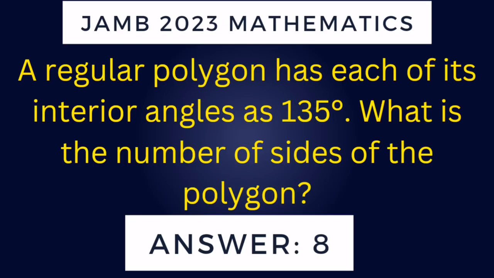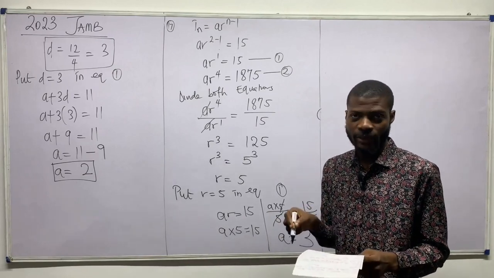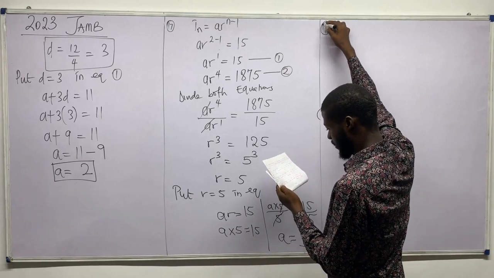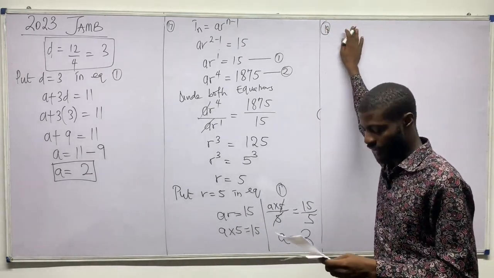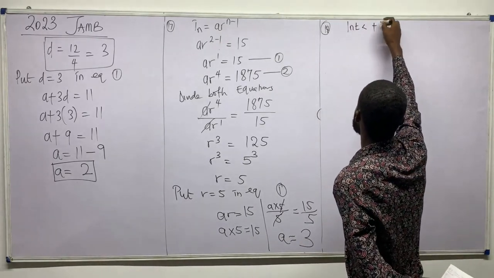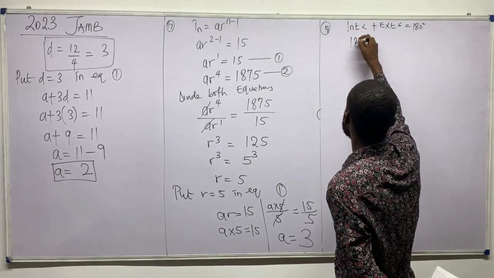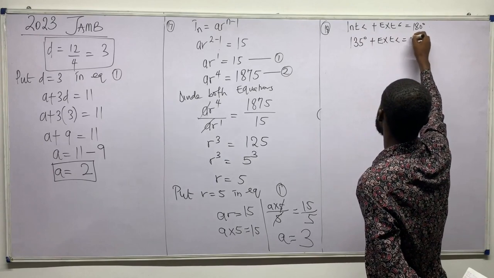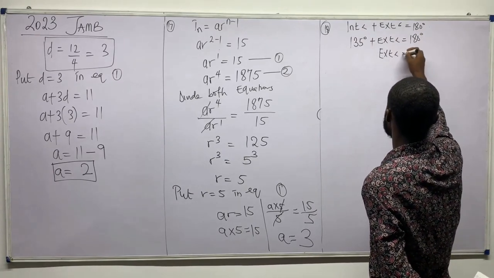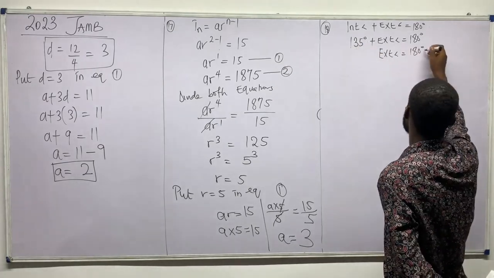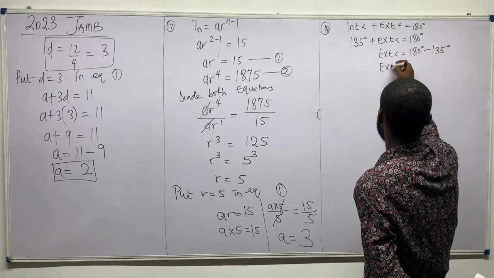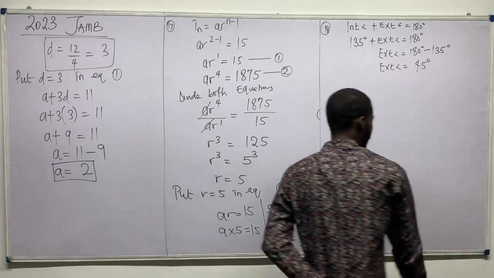Question 18. A regular polygon has each of its interior angle as 135 degrees. The question says, what is the number of sides of the polygon? Please take note. When you are given the value of an interior angle, let us first of all find the exterior angle. Remember that interior angle plus exterior angle will give you 180 degrees. The interior angle is already 135 degrees. So 135 degrees plus exterior angle equal 180 degrees. So the exterior angle is 180 degrees minus 135 degrees. So exterior angle is equal to 45 degrees. That's your result for the exterior angle.